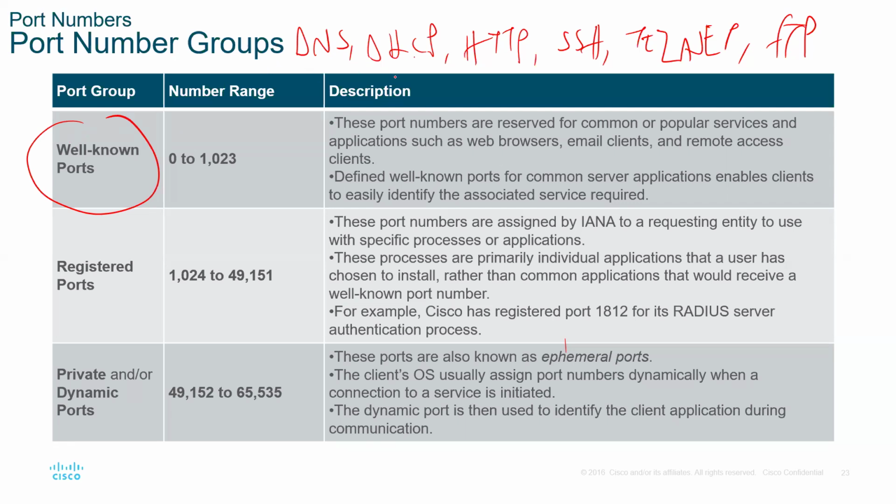I think DNS is 53, DHCP should be 67. Not so sure. HTTP 80. I'm sure of this one. This should be 23 or 22. Between these two, 22 and 23, then FTP 20 and 21. Those are well-known ports.